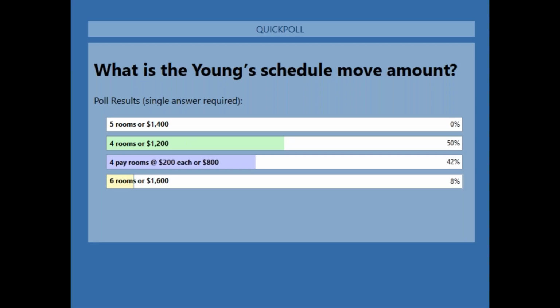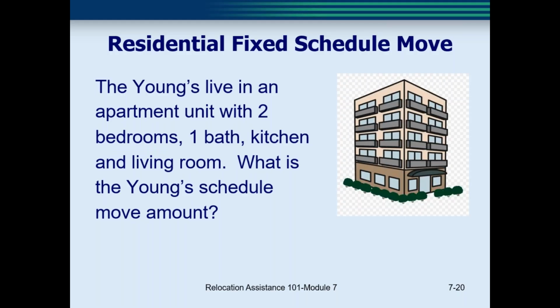So we've got 4 rooms or $1,200 was selected 50% of the time. 4 pay rooms at $200 each or $800 was 42% of the time. And then 6 rooms or $1,600 was 8% of the time. So I'm going to hide those responses, and it's all yours again, Patty.